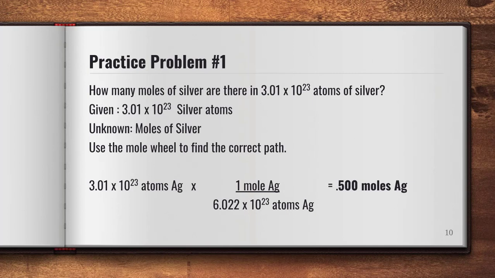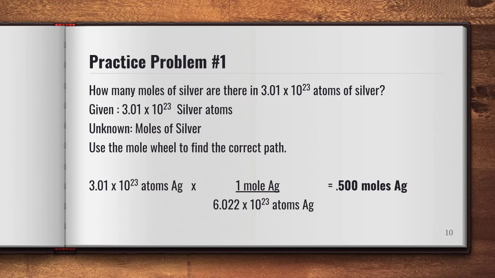So let's look at this first practice problem. How many moles of silver are there in 3.01 times 10 to the 23rd atoms of silver? Again, just like we've done with every math problem in this class, break it down into your given and your unknown. The given in the problem is 3.01 times 10 to the 23rd silver atoms, and my unknown is moles of silver. So I'll use the mole wheel to find the correct path.